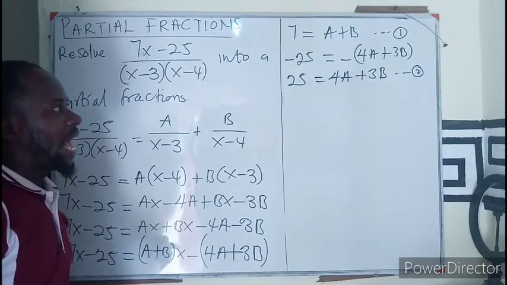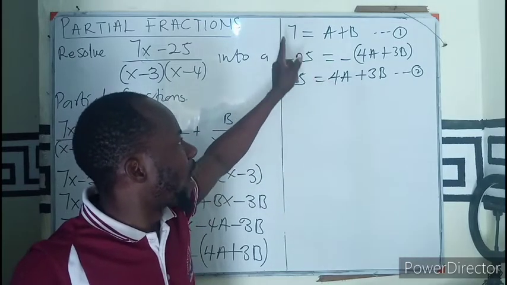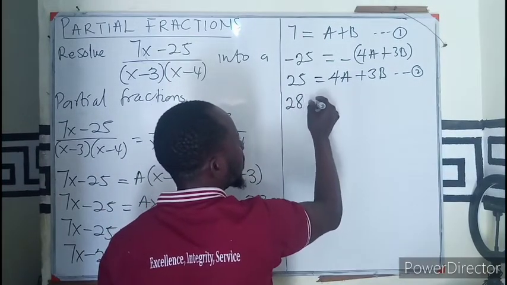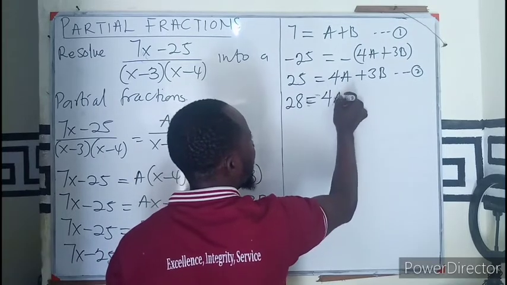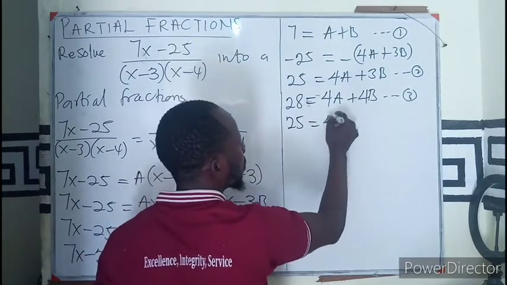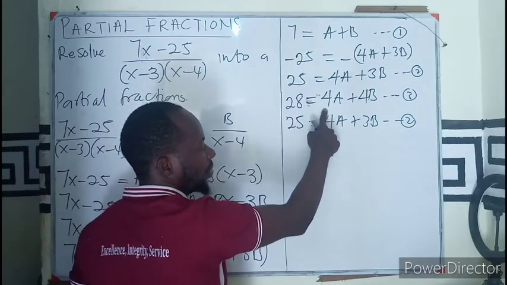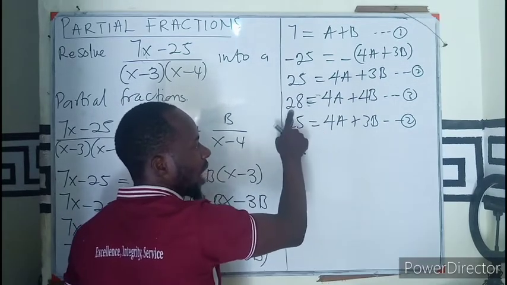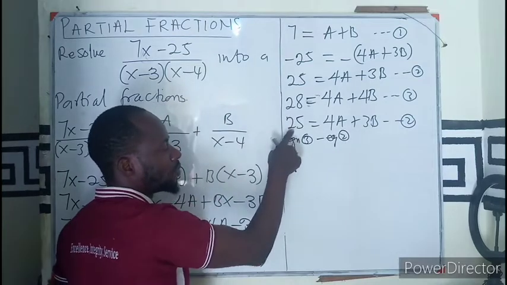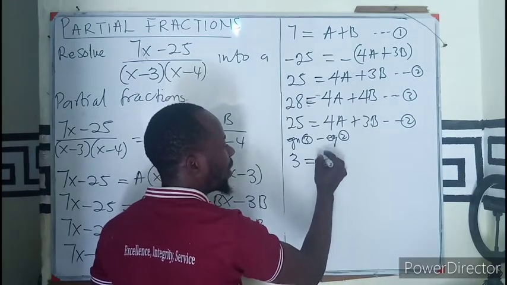How do we get our A and B? We can solve these equations simultaneously by multiplying equation 1 by 4 in order to eliminate A. So this is going to be 28 equals 4A plus 4B, becoming equation 3. So solving equations 2 and 3 simultaneously, if I subtract 4 minus 4, the A will go. So we have equation 3 minus equation 2. 28 minus 25 will give us 3 equals 4B minus 3B. That will give us only B.